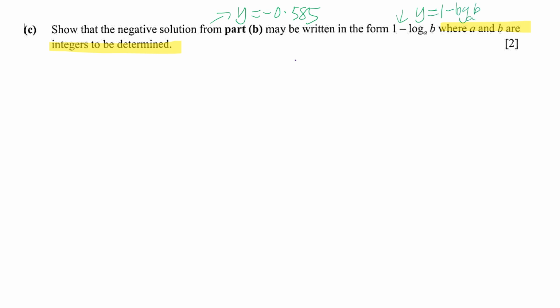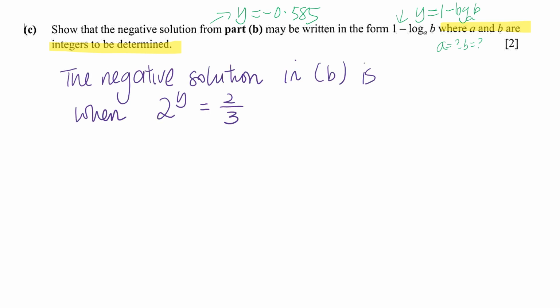And then write down the values of a and b, where a and b are integers to be determined. That means after expressing it in the form 1 minus log b base a, you need to write down what a equals and what b equals. So this is what the question wants you to do. What else to do? Right, so for y equals negative 0.585, you have to recall that this is when we let 2 to the power of y equal 2/3. Yes, so we will have to work from here.